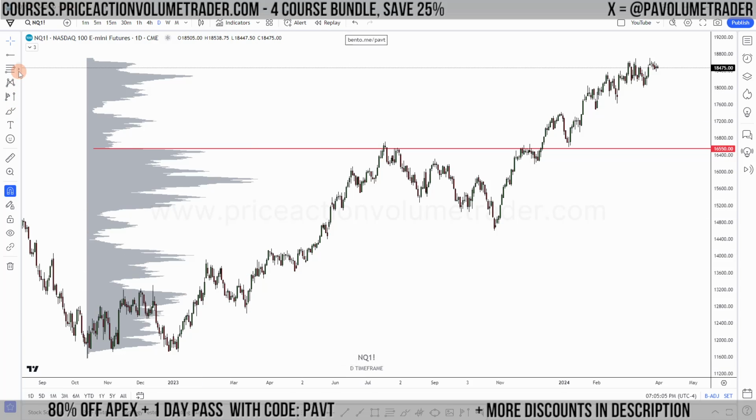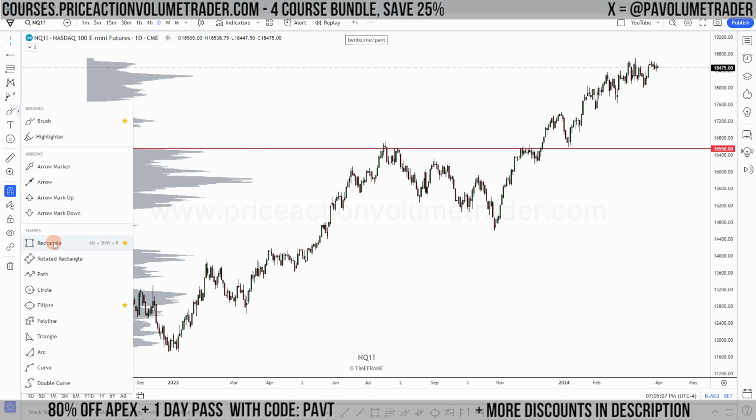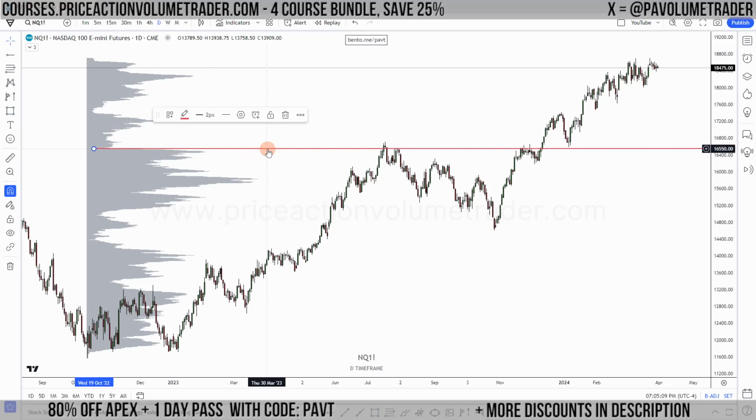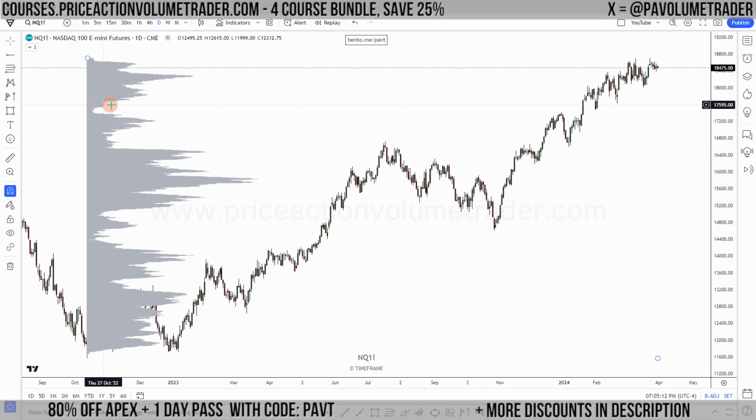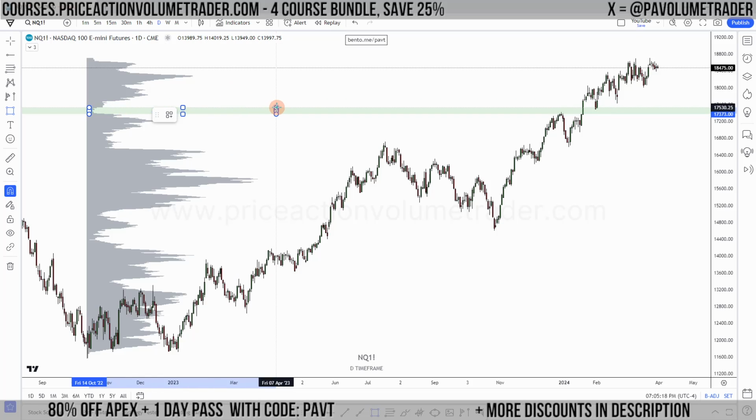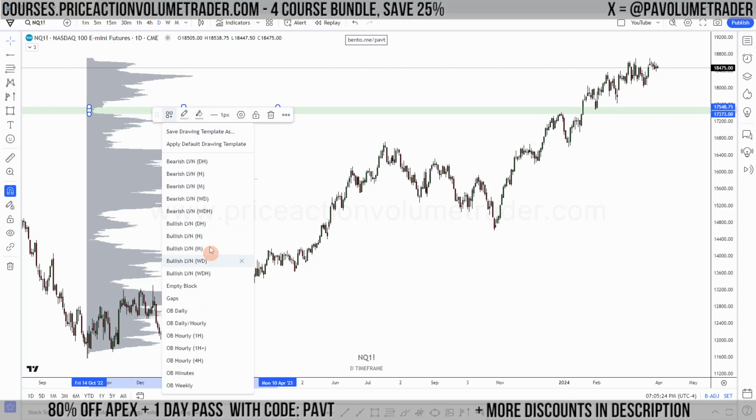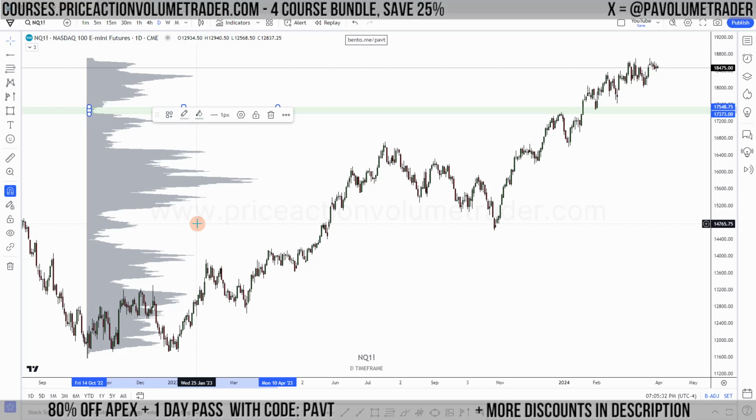So what I like to do is I just take my rectangle tool, and now I just like to fill in the low volume node areas. So for example, here, I will do it like this. Okay. And you can see even here, if I go to my templates, I have all types of templates saved. So this is a daily chart. So then I would put bullish, low volume node, daily, hourly.